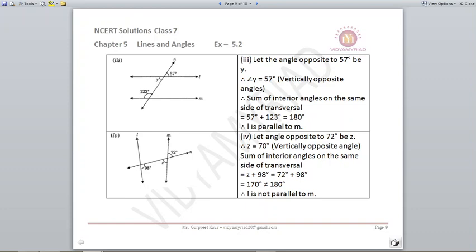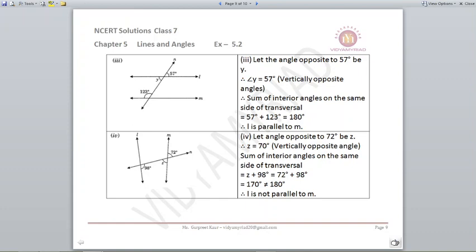Same way in the fourth part, if you see 72 degrees over there, 72's opposite is Z. Z is also 72. 72 plus 98, if I do it, comes to 170 degrees, which is not equal to 180 degrees. So we can say that L is not parallel to M.